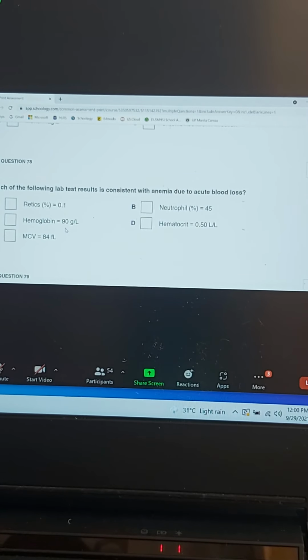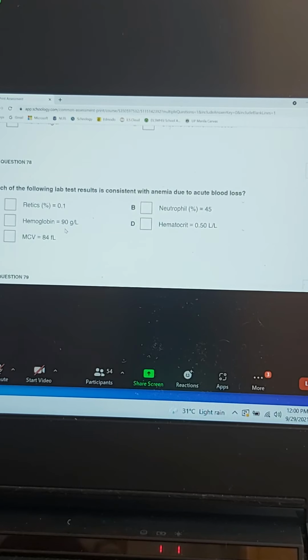Consistent or not? So again, letter D is not consistent. Why? Tandaan, in anemia due to acute blood loss, ano bang nawawala? RBC mass, di ba? Bakit? Ba't nawawala yung or bumababa yung RBC mass?